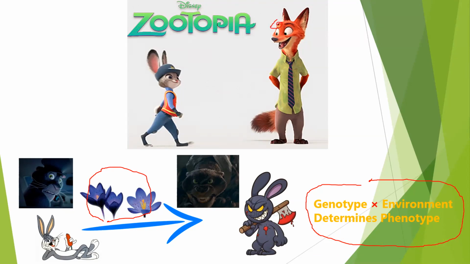Any phenotype observed is actually the outcome from both the genotype, the genetics, and the environment. Although the genotype is the major player, so usually the phenotype is mainly determined by the genotype, it may also be influenced by the environment.